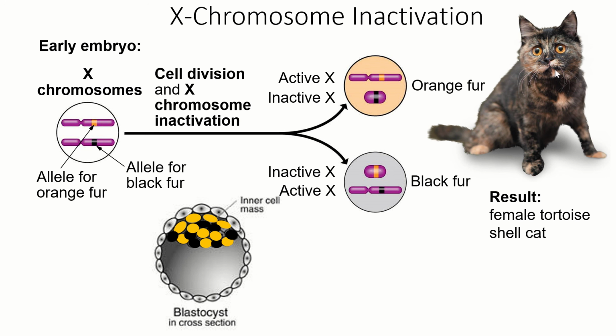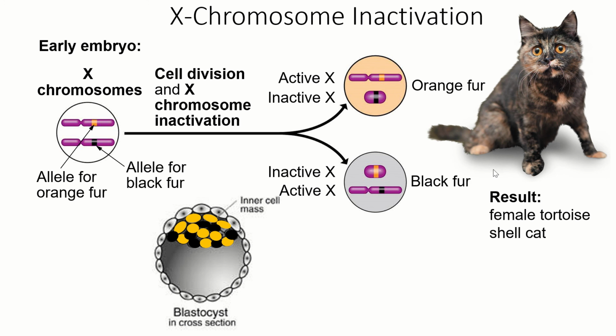Now, why different on the left and right sides? Because in the blastocyst, certain cells are also determining whether they're going to be on the right or left side of an individual. So it's not uncommon to see an animal, especially cats with this kind of coloring, that have a line right down the middle of their face, one color on one side and one color on the other side.